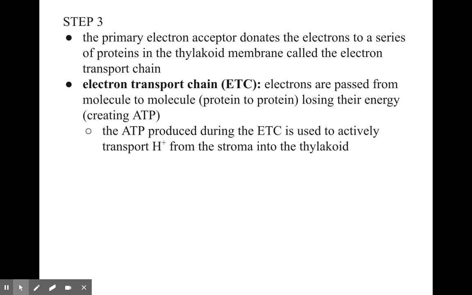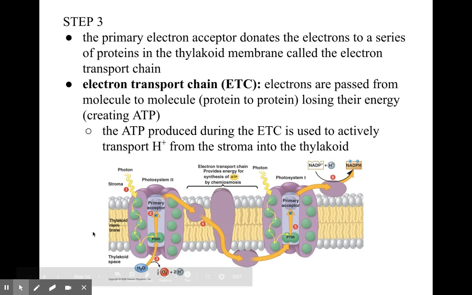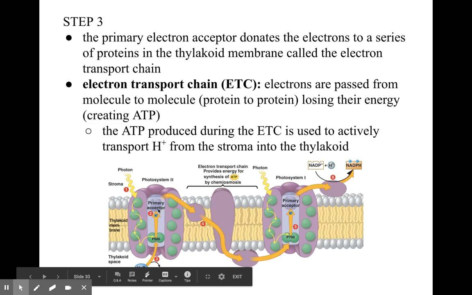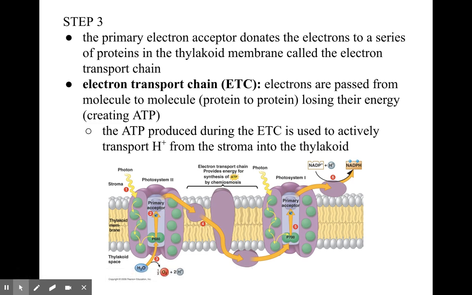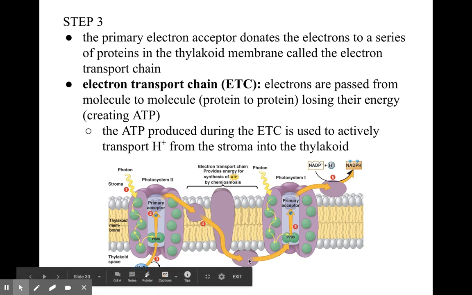All right? So the next step is that the primary electron acceptor passes its two electrons to another protein, and then to another protein, and then to another protein, and then to another pair of chlorophyll A. These three proteins are called the electron transport chain because it's transporting electrons.